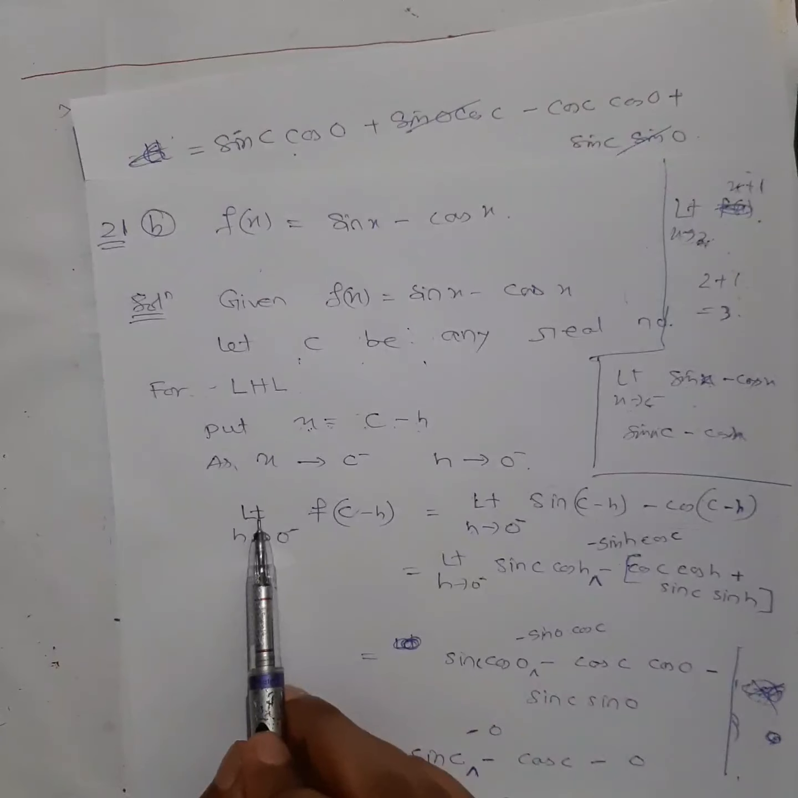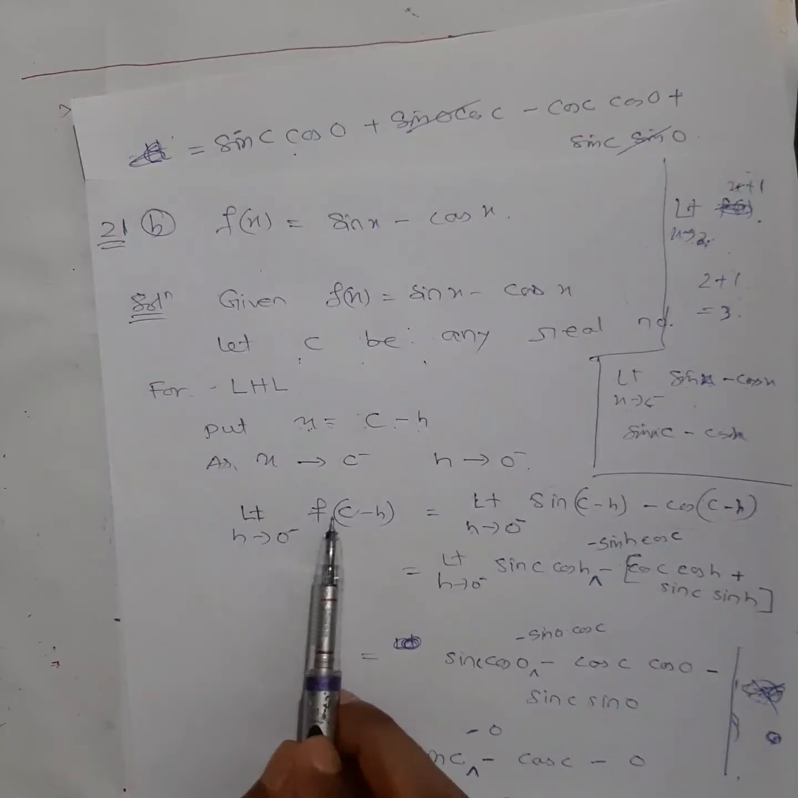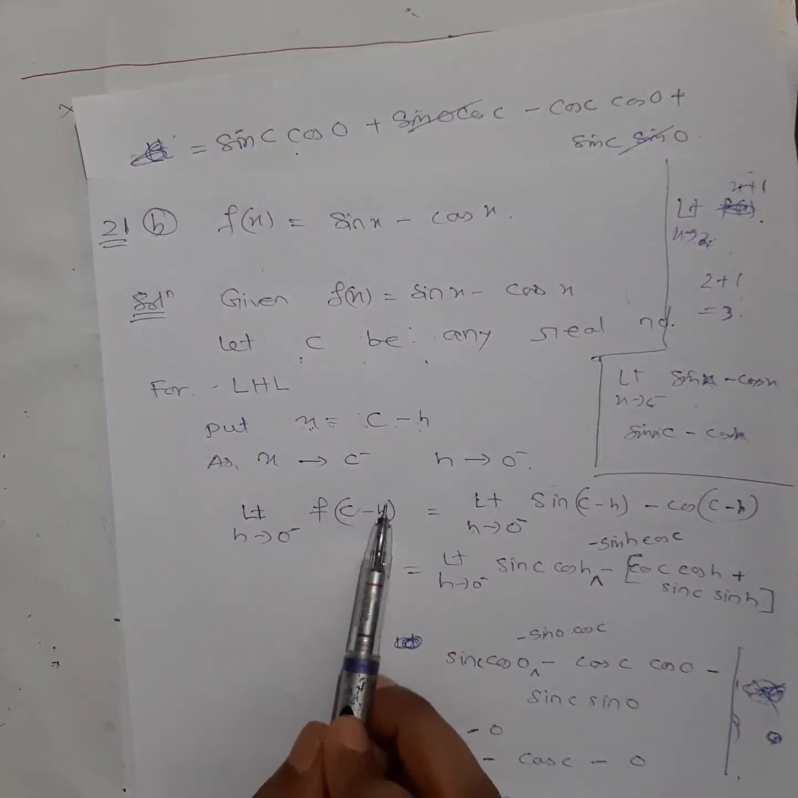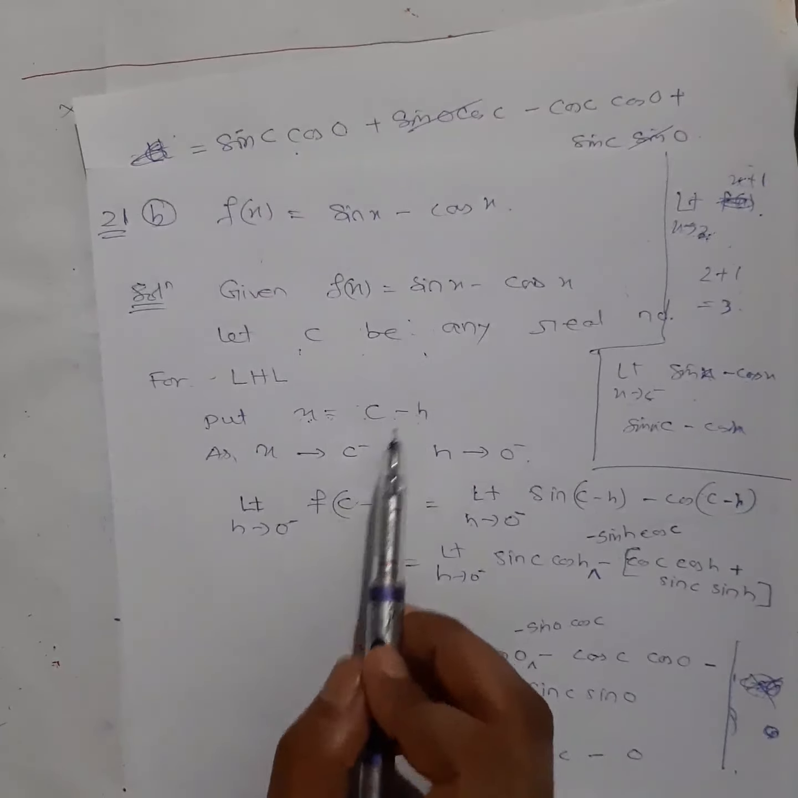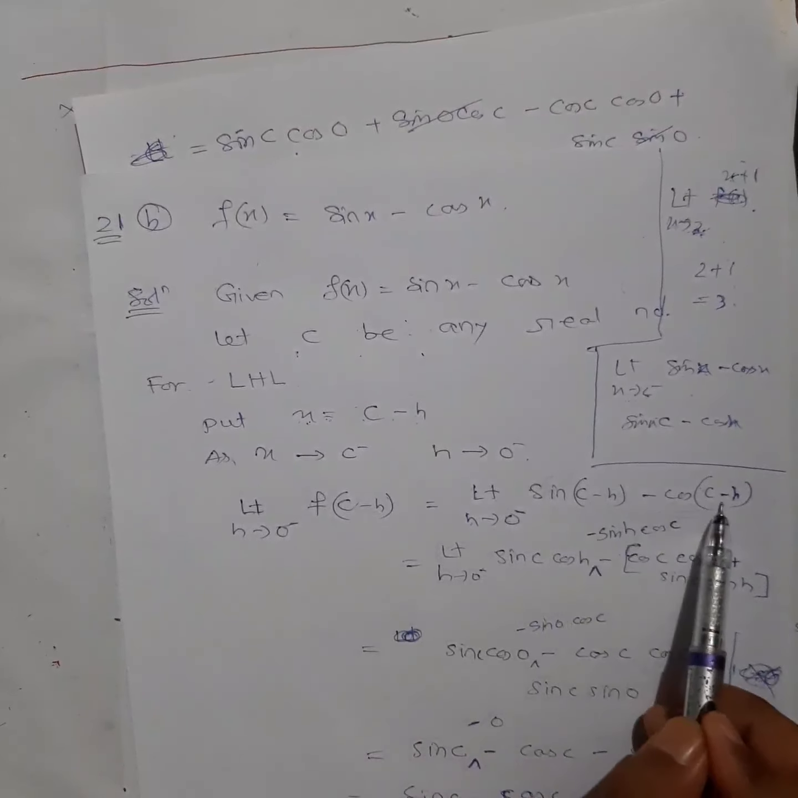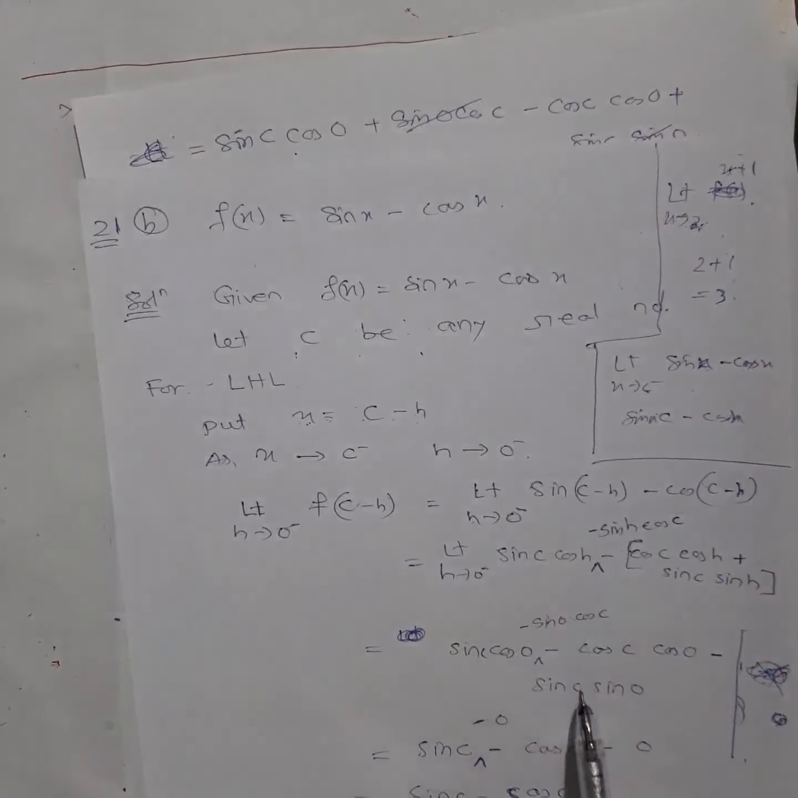So we'll write limit h tends to 0 of f of x, as we used to write, right? In place of x, now we will write in terms of h. So in place of x, what have we taken? c minus h. So in place of x, c minus h. After that, you know how to solve this.